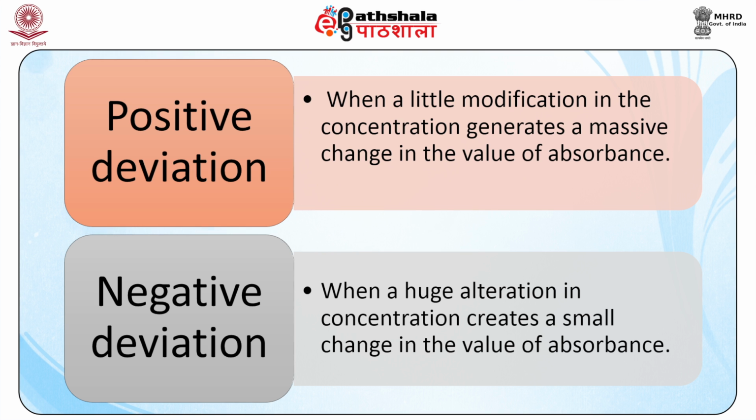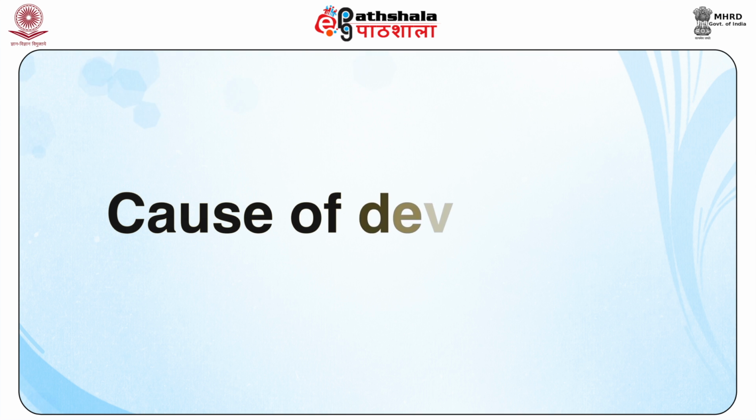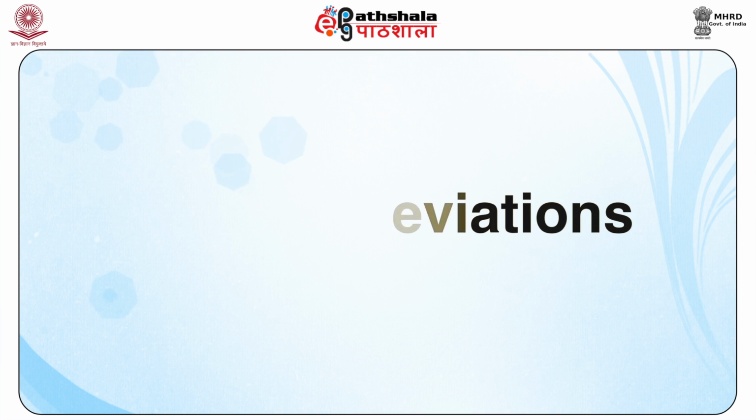The first is the positive deviation, when a little modification in the concentration generates a massive change in the value of absorbance, then we get a positive deviation. Second one is the negative deviation, when a huge alteration in concentration creates a small change in the value of absorbance. This gives a negative deviation. We will discuss the cause of these deviations.